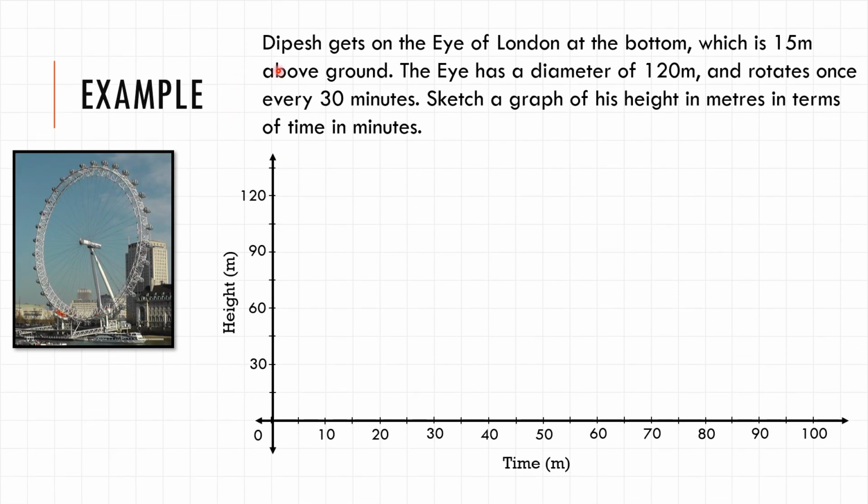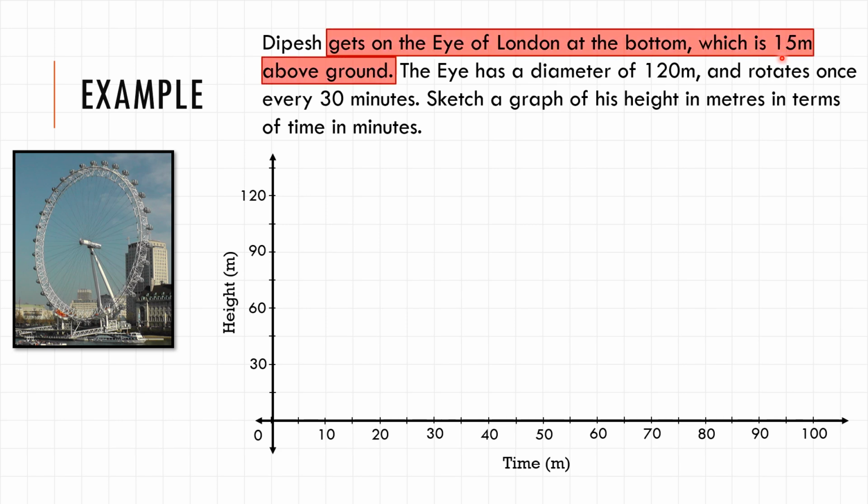In this example, Depeche is getting on the Eye of London, which is a cantilevered observation wheel in London. He gets on at the bottom, and the bottom platform is 15 meters above the ground. We're going to create a graph of his height in meters in terms of time, which we're going to measure in minutes. So if he gets on 15 meters above the ground, that would be like him getting on right there. And that height above ground right now is 15 meters right there.